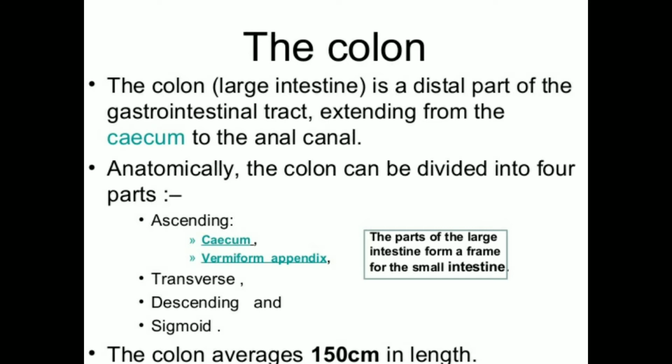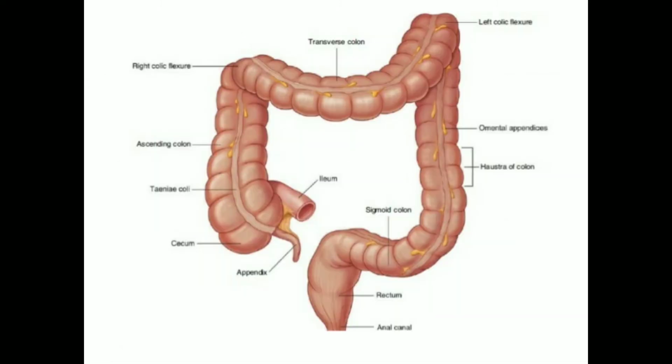The ascending colon consists of the caecum and the vermiform appendix. The colon's average length is about 150 centimeters.